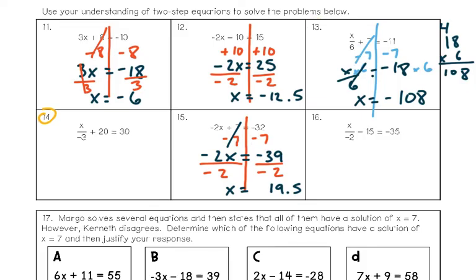14 is almost the exact same, so go ahead and try that one all by yourself, and then press play when you're ready to check.